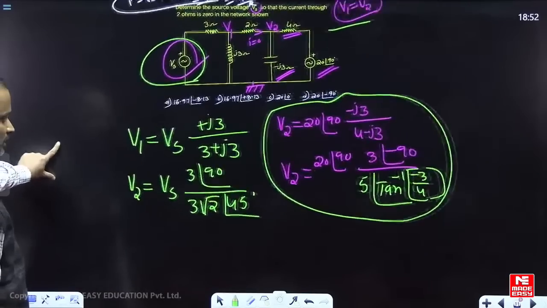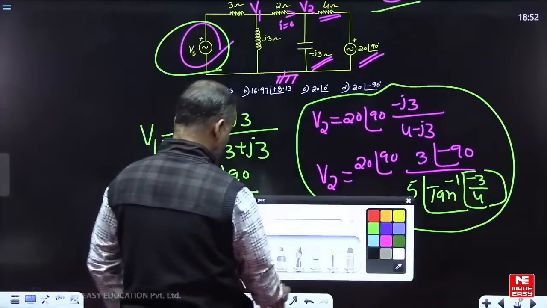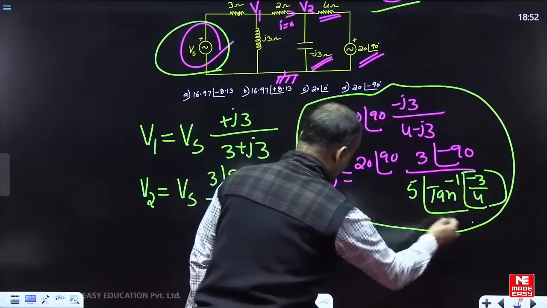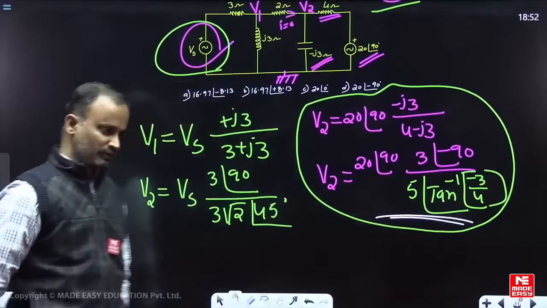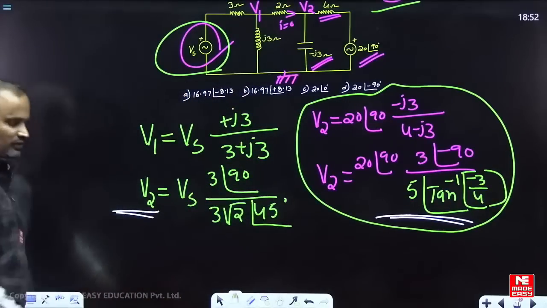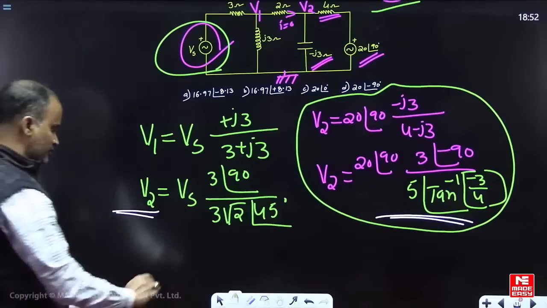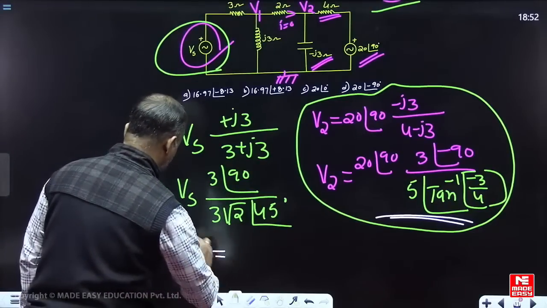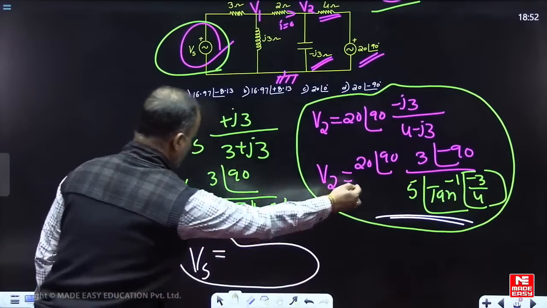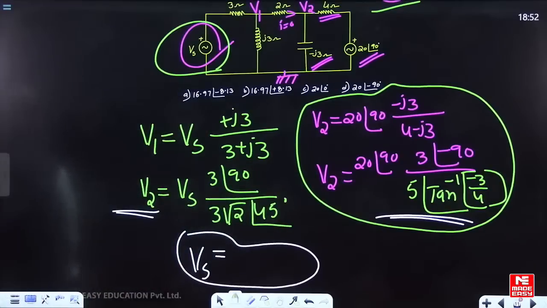Check it, I gave all the hints. First, simplify and find out V2. Whatever V2 value you get, just substitute here. Now by simplifying we get the Vs. Substitute the V2 value here. Simplify, and we get the Vs.